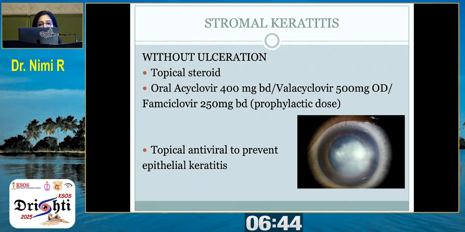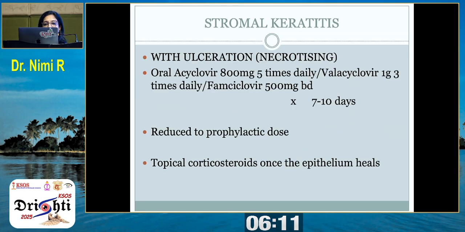Stromal keratitis is without ulceration. Topical steroid is the mainstay of treatment. It can reduce the stromal inflammation and shorten the duration of the course of illness. Here you can give oral antivirals in the prophylactic dosage, that is oral acyclovir 400 milligram BD or valacyclovir 500 milligram OD. Here you can give topical antivirals. As we are using topical steroids, we can use topical antivirals to prevent epithelial keratitis.